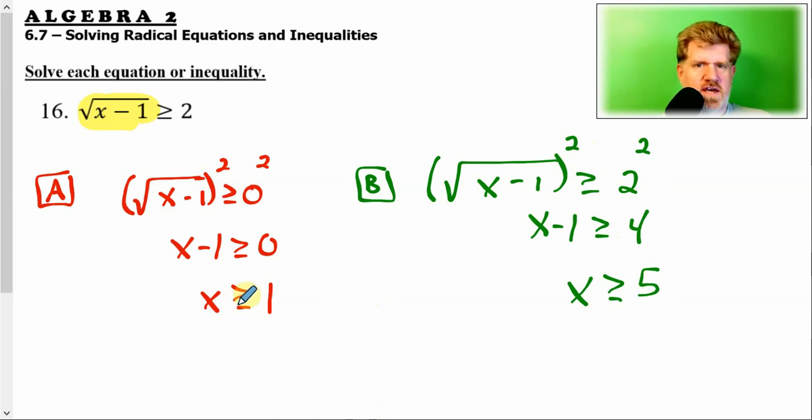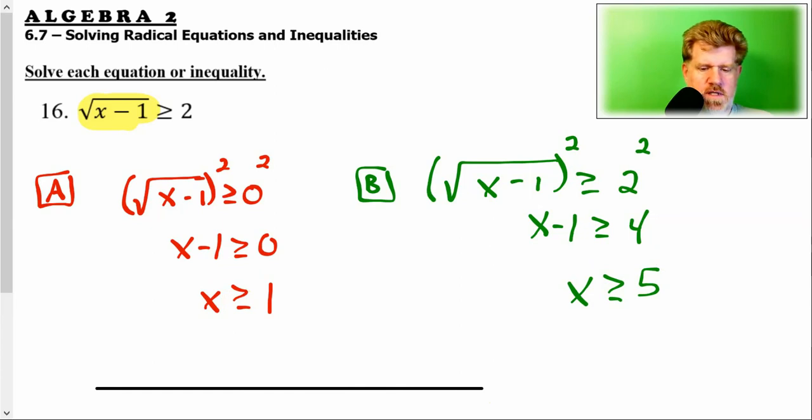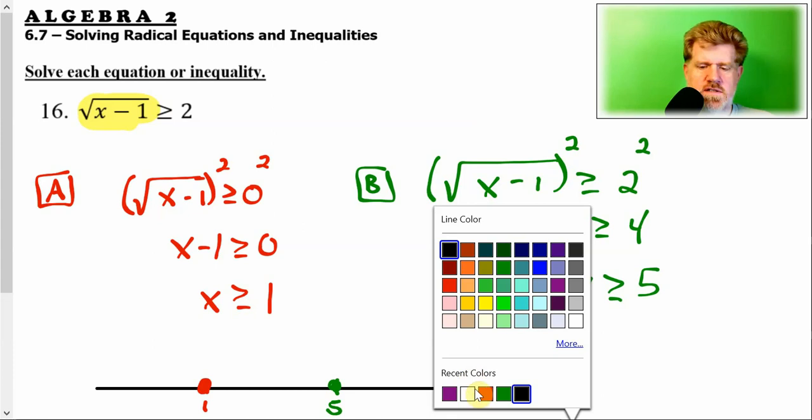Well, it seems like I have two statements that are not contradictory, but they're going the same way. X has to be greater than 1, established, but X has to be greater than 5. So where are they both true? Here's my 1. Here's my 5. I know these are both solid dots, so let's draw the lines.